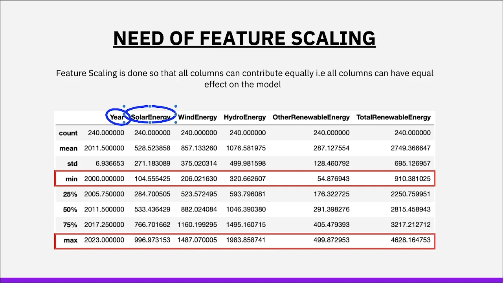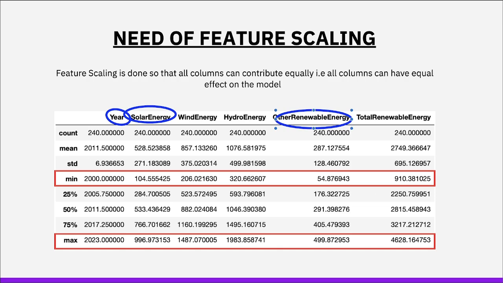Whereas compared to the year column, when you take a look at the column of other renewable energy, the minimum value is just 54, while the minimum value for year column is 2000, which means for some columns the minimum value is drastically high and for other columns the minimum value is drastically low. Same for maximum value as well. For some columns it's drastically high and for some columns it's drastically low. So here what's happening is, while building the model, when you use such kind of data, every column has a different effect on the model. And we don't want that. We want that every column should contribute equally while building the model. We want the equal contribution of every column that we have in our dataset.